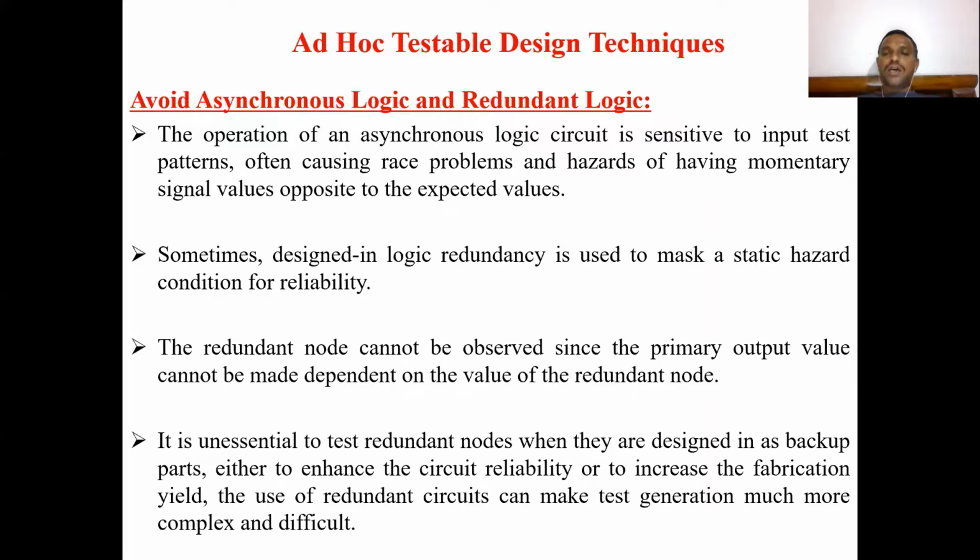Sometimes, to get rid of static hazard conditions for reliability, we use logic redundancy. The redundant node cannot be observed since the primary output value cannot be made dependent on the value of the redundant node. These redundant nodes are used to eliminate the static hazards for reliability, but they cannot affect the output. That means the redundant node cannot be observed, since the primary output value cannot be made dependent on the value of the redundant node.